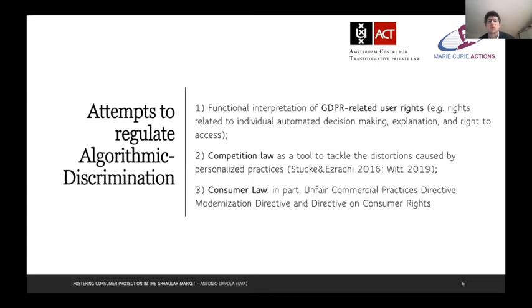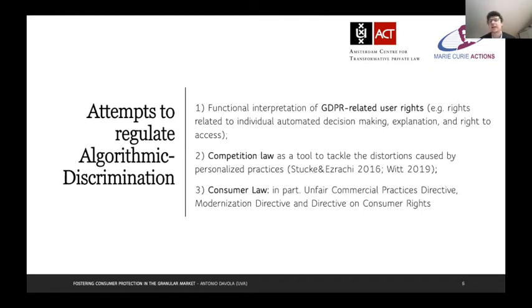So some problems with GDPR-related rights used to regulate targeted commercial practices is that, of course, they are strongly related to the use of personal data and the acquisition and processing of personal data, and therefore it's difficult for these rules to regulate the systemic effect that profiling is likely to introduce in terms of self-determination.